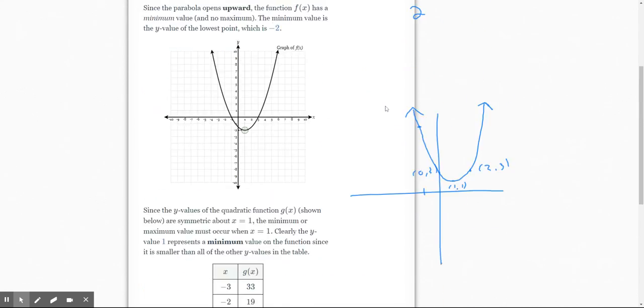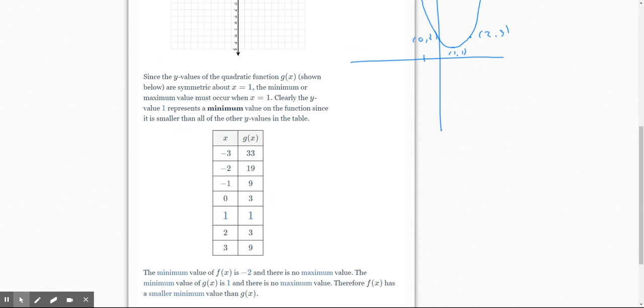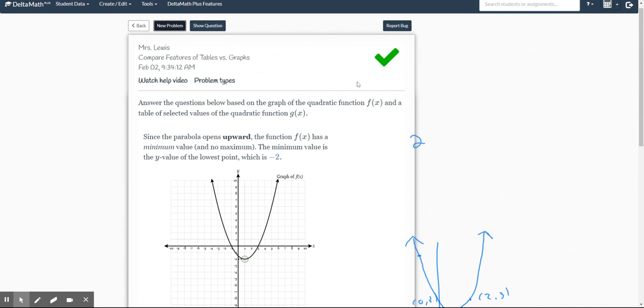Okay. So today, guys, in this lesson, we reviewed x-intercepts, y-intercepts, and then the minimum and maximum of a quadratic, or like of a parabola. We looked at comparing both the graph to the table and what information we know about all of those things in terms of a graph versus a table.